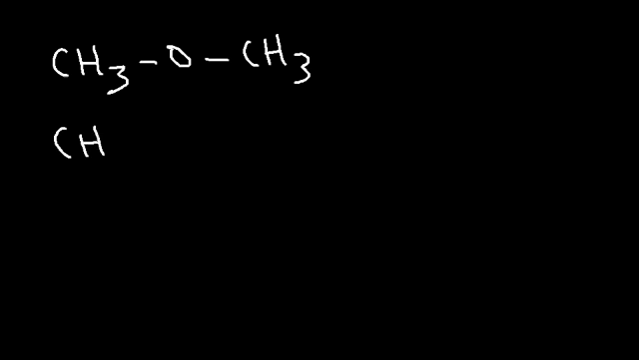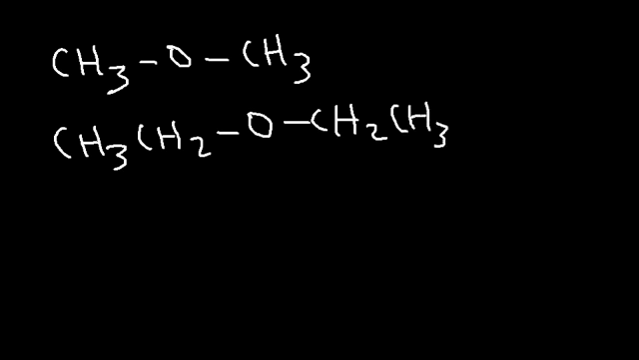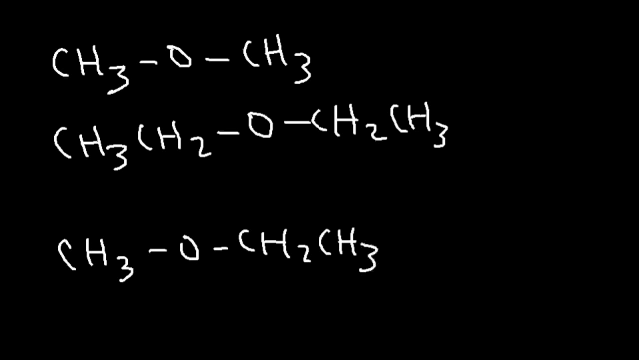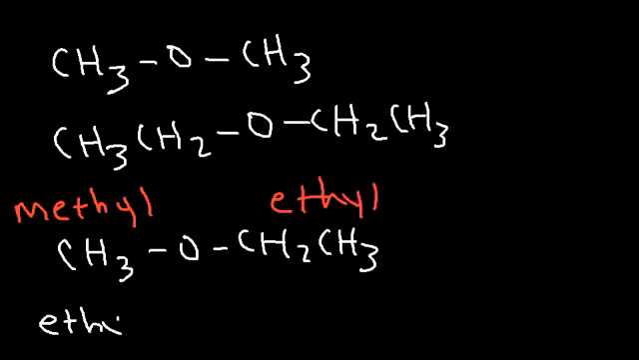Now let's talk about ethers. This is called, the common name is dimethyl ether. This is diethyl ether because there's two ethyl groups on both sides. Now what about this one? How would you name it? Now on the left side we have a methyl group, and on the right side we have an ethyl. So if we alphabetize it, this is going to be called ethyl methyl ether.